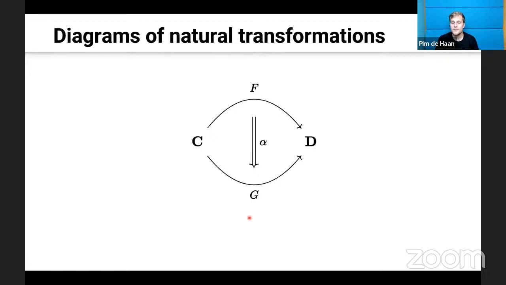We can also make diagrams of natural transformations. So this is how we draw a natural transformation. We have two functors, F and G, from category C to category D, and a natural transformation between these functors is written as a double arrow between them.